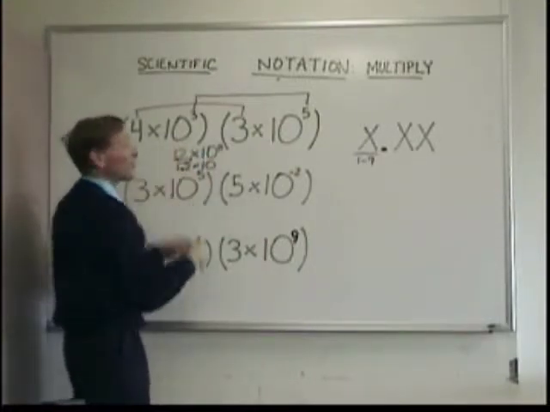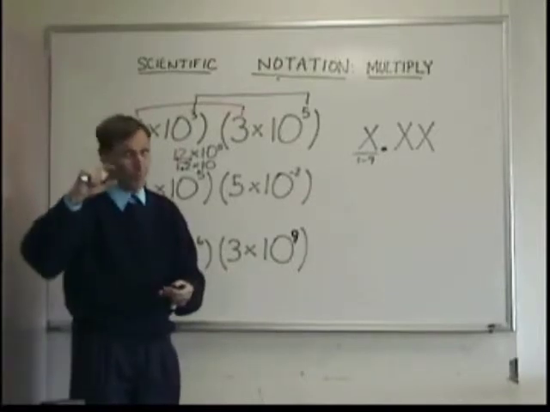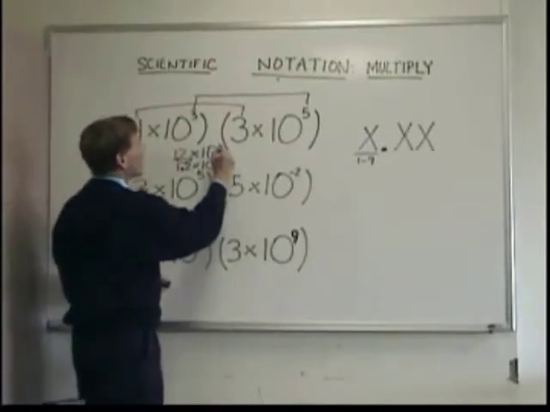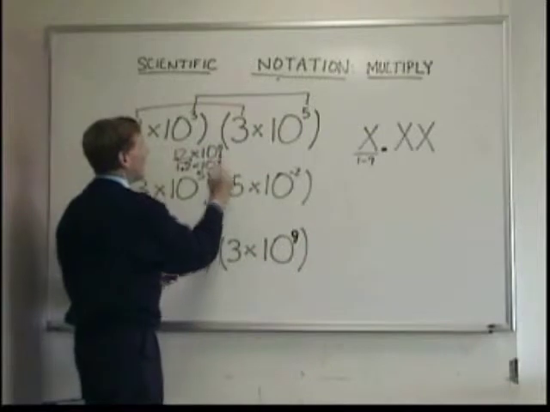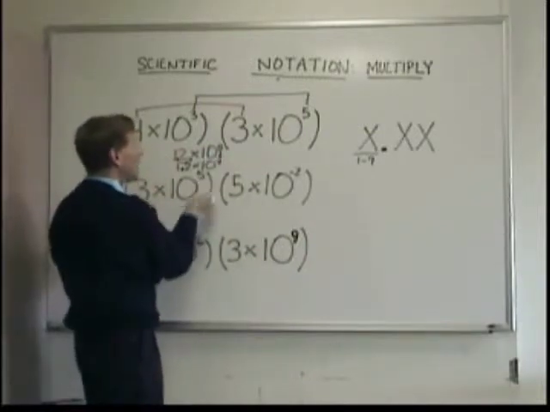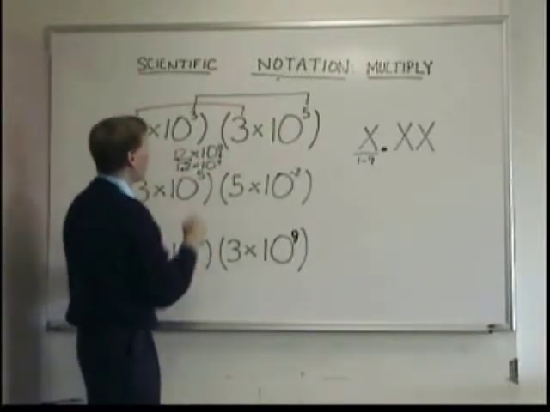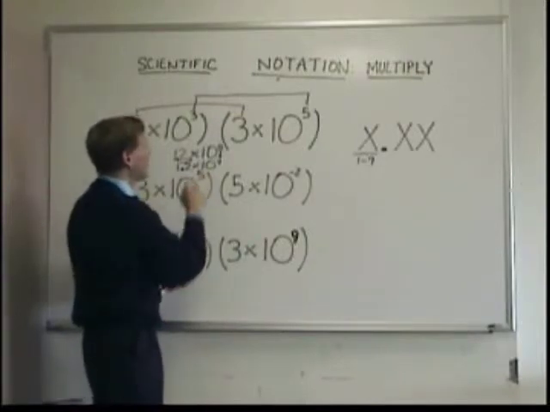Now I moved that down. I made the 12 1.2. I made it smaller. So the exponent goes up 1. It gets bigger. There's a balance. If this goes down, this goes up. So you have 1.2 times 10 to the 9th.